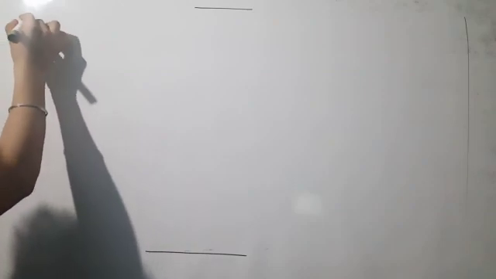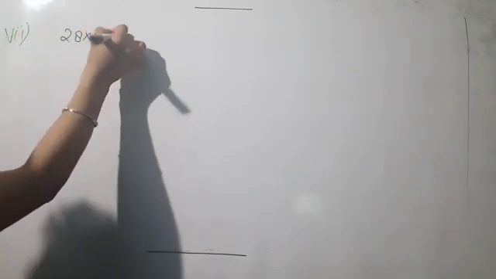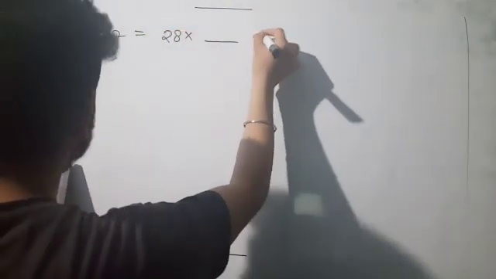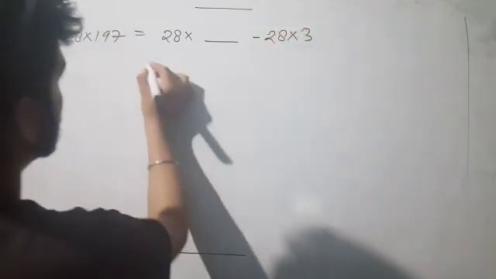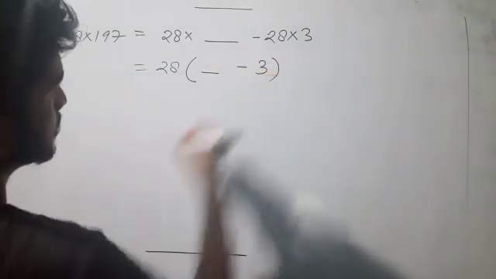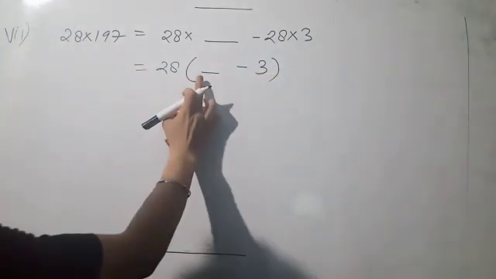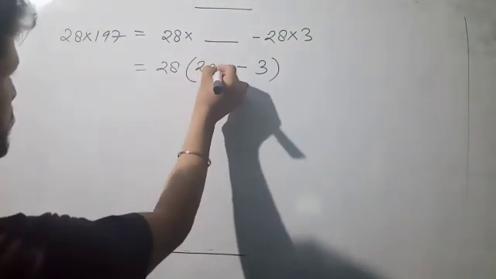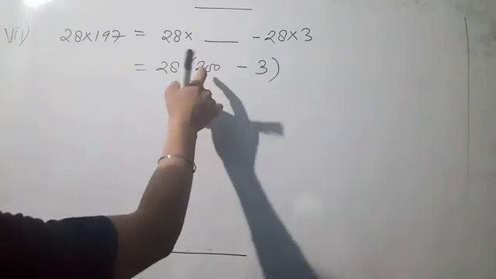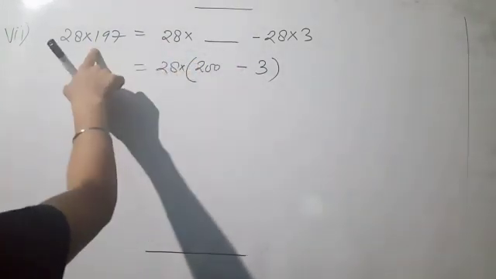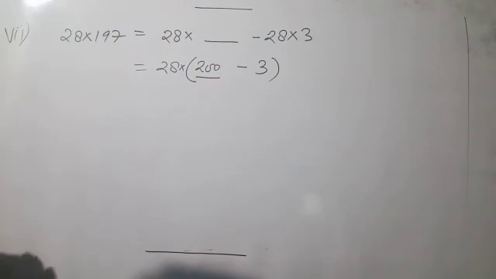Seventh part, 28 into 197 equal to 28 into dash minus 28 into 3. Actually we can take 28 as common, dash minus 3. So how can we find 197? Our answer is 197. If you want 197 here, then 200 minus 3. If you place 200 here, then 200 minus 3 gives us 197. So our answer is 200. Then the 8th part is your homework, because this is similar.